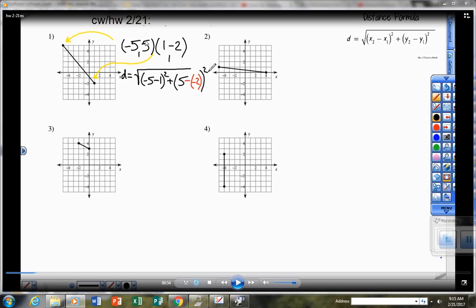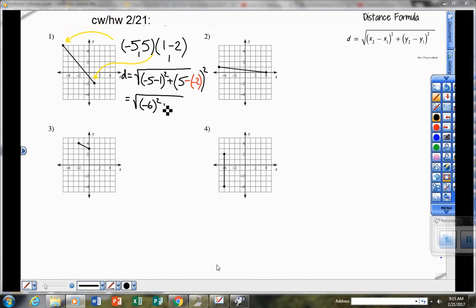But when I go 5 minus a value that's negative already, that's 5 minus -2. That's why I write that as a double negative. 5 subtracting -2 is the same as 5 plus 2. So here we go. -5 minus 1 gives me -6 squared, and then that will give me +36. 5 plus 2, because again that turns the minus into a plus, 5 plus 2, that gives me 7 squared.